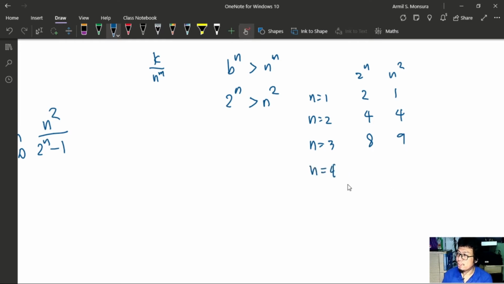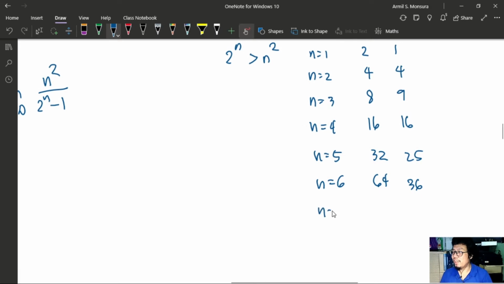For n equals 4, 2 raised to n is 16, and 4 squared is 16. For n equals 5, 2 raised to 5 is 32, and n squared is 25. For n equals 6, what is 2 raised to 6? 64. And 6 squared is 36.